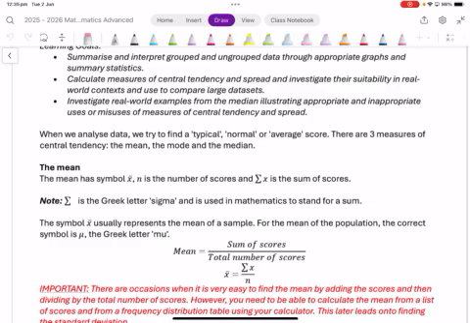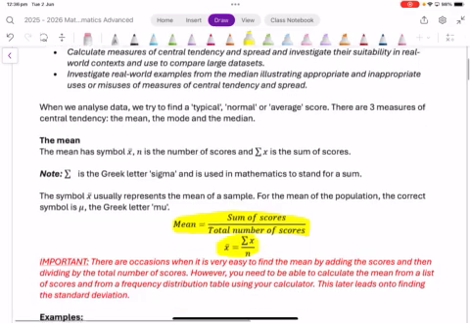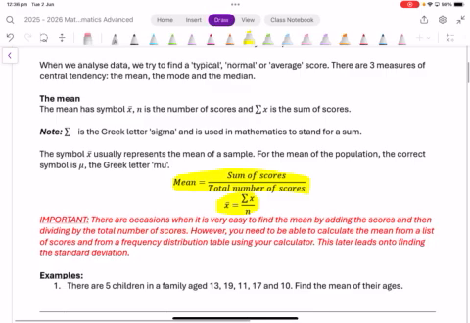How do we calculate the mean? We all know how it's done. It's the sum of scores divided by the total number of scores, which we can represent as X bar equals sigma X over N. There are occasions when it's very easy to find the mean by adding the scores and then dividing by the total number of scores. However, we will need to know how to calculate the mean from a list of scores and from a frequency distribution table using our calculator, and this will later lead on to finding standard deviation.